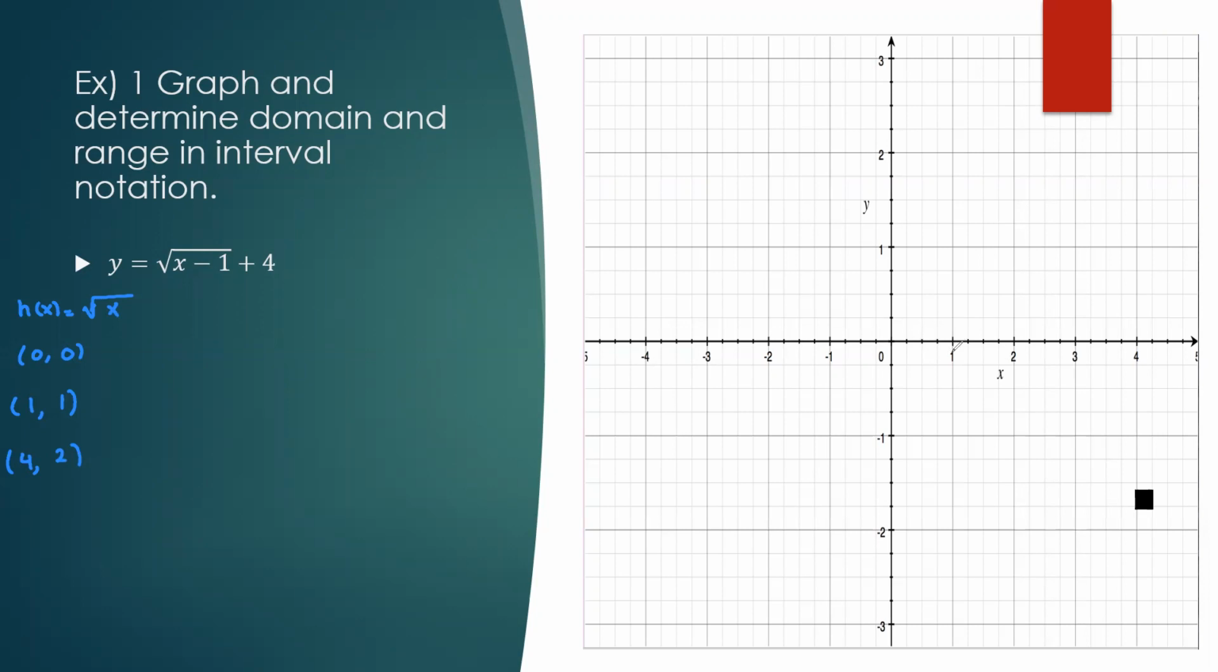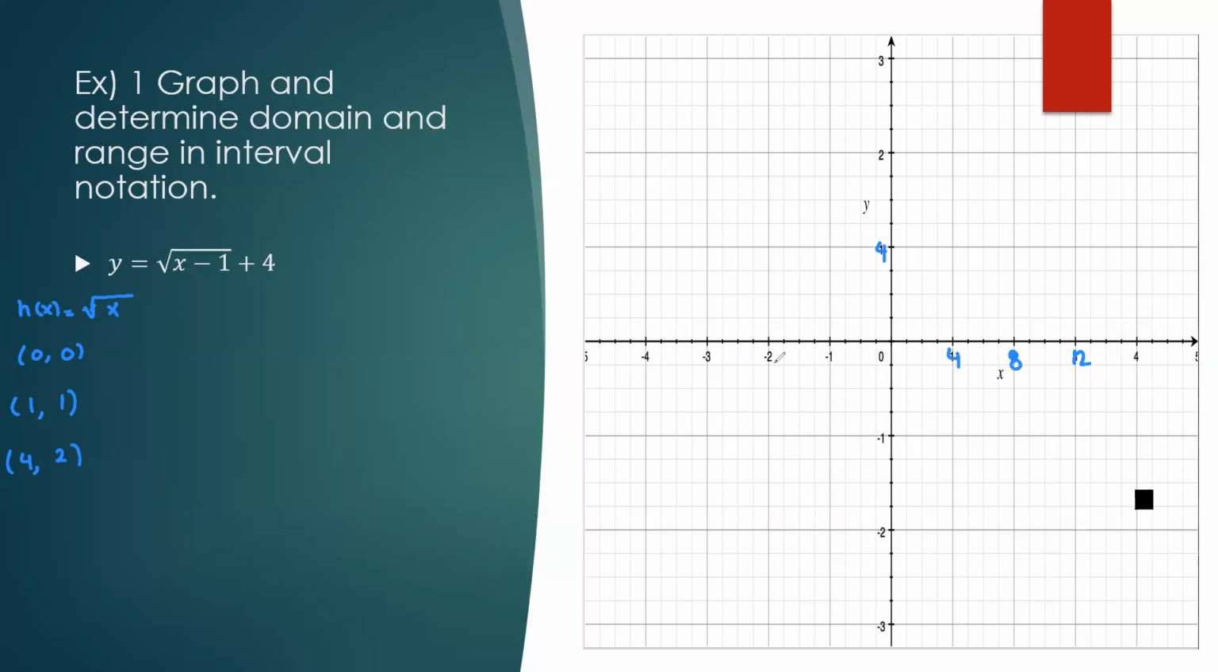So if we're going by increments of 1, this one's actually 1, 2, 3. This is 4. So we're going by increments of 1. This is 5, 6, 7, 8. You get the idea, right? So we're going by increments of 1.